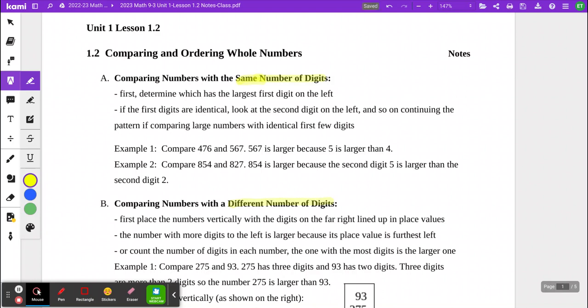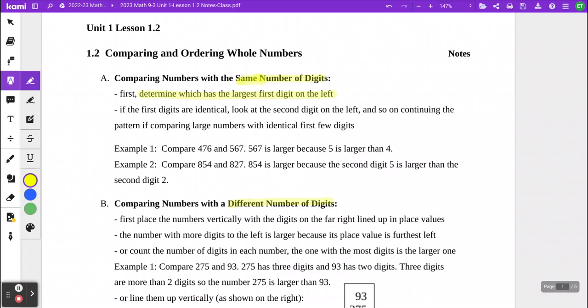The ones with the same number of digits, we need to line them up. So it says, first, determine which has the largest digit on the left. And then it says, if they are the same, if they're identical, then you look at the very next number. So we look at the very first digit. If those first digits are identical, we look at the very next digit and see which one is larger.